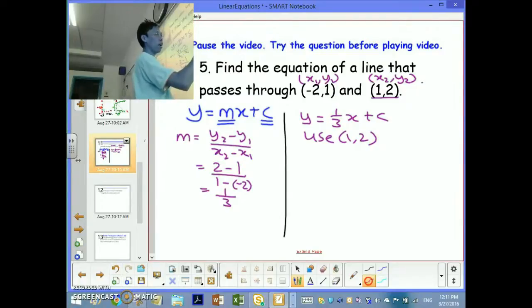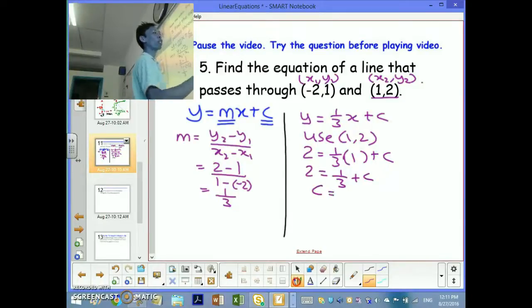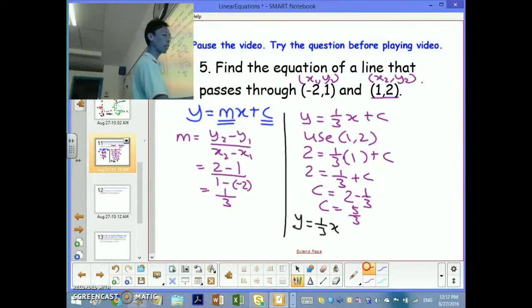So I put this in, therefore 2 equal to 1/3 of x plus c. Now x here should be replaced by 1. Therefore 2 equal to 1/3 plus c. Now I calculate what c is. 2 minus 1/3 is 5 over 3. c is that. Therefore my equation now is y equal to 1/3 of x plus 5 over 3. That's one way to do it.